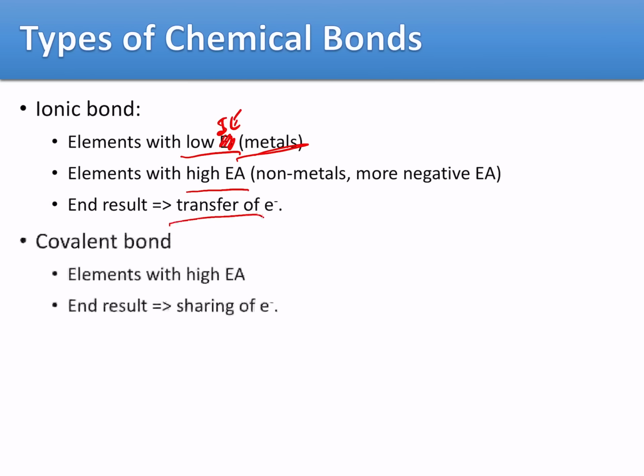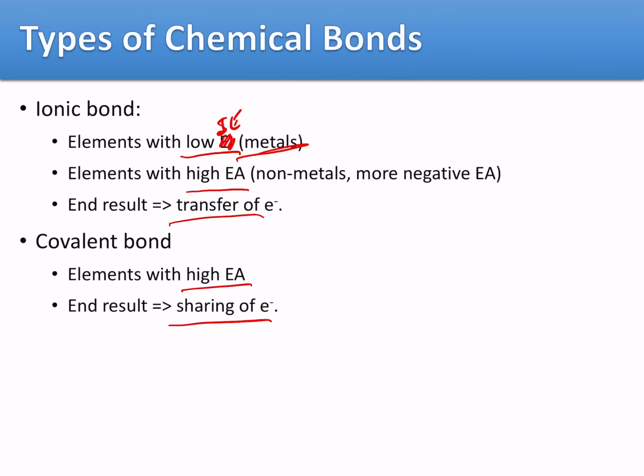In a covalent bond, you have elements that both have high electron affinities. They really want those electrons. So think in terms of a competition here. Those two non-metals want to keep the electrons, but nobody really wins. So those electrons are sort of in the middle. That's what we call sharing of electrons.